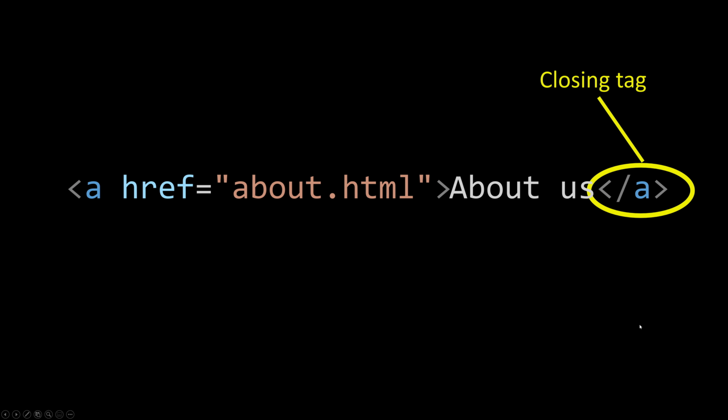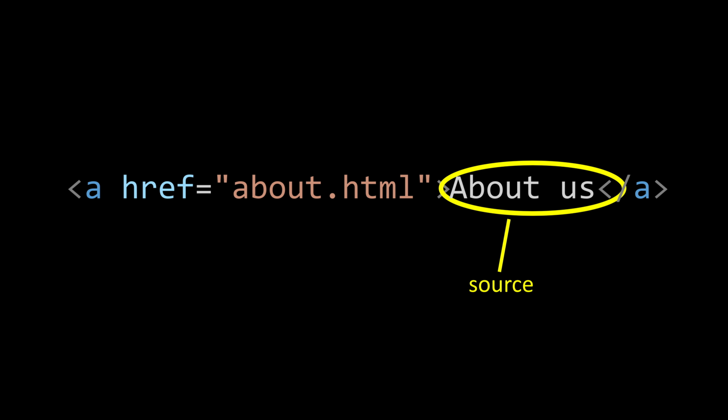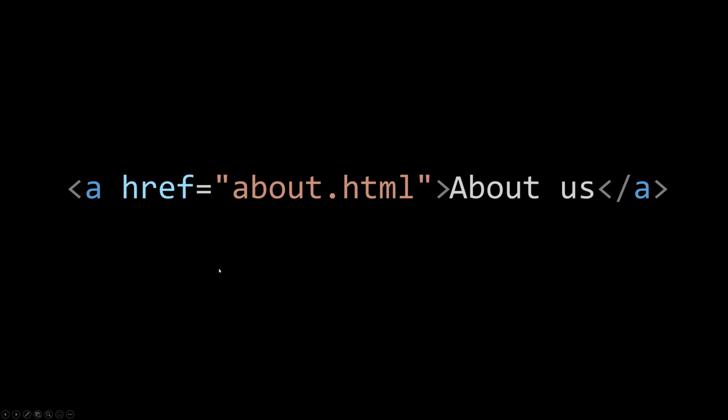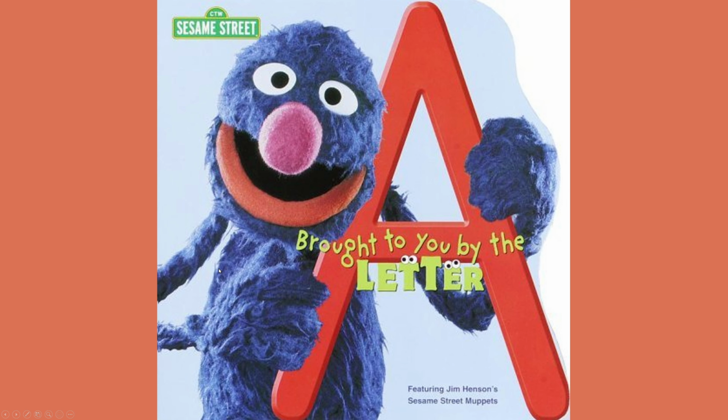Then at the end of it, we have the closing tag, and the opening and closing meta tags together actually create the HTML element. And in the middle, we have what is called the source. And each HTML element has at least a letter or a series of letters to represent it. The anchor tag is brought to you by the letter A. Although I should point out it is a lowercase a, not the capital A we get here. And please, no copyright strikes, this is fair use.